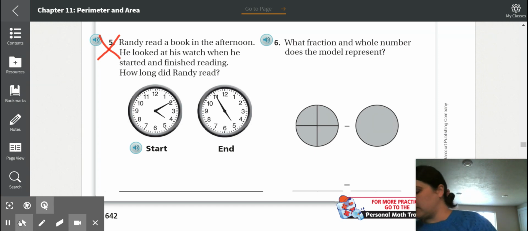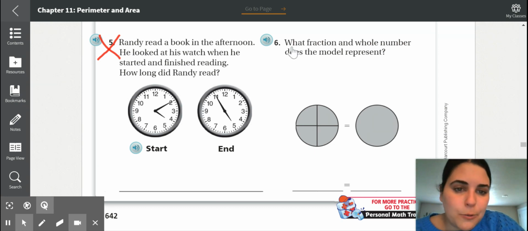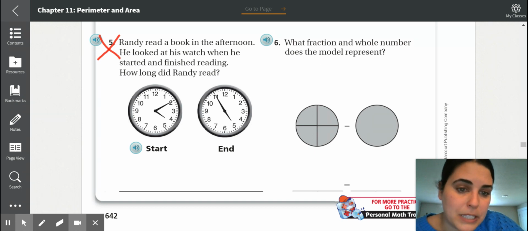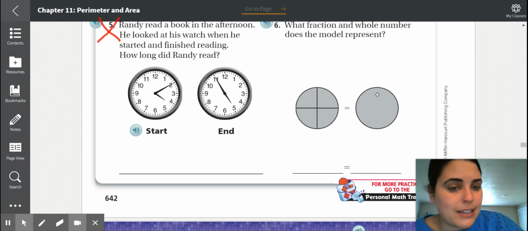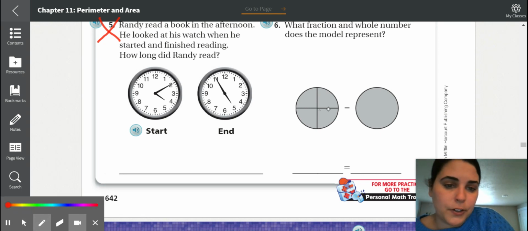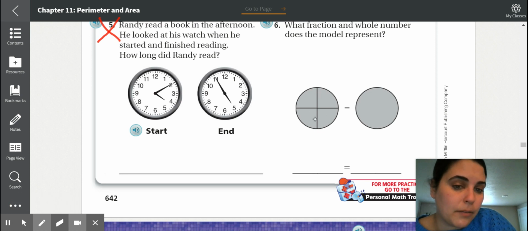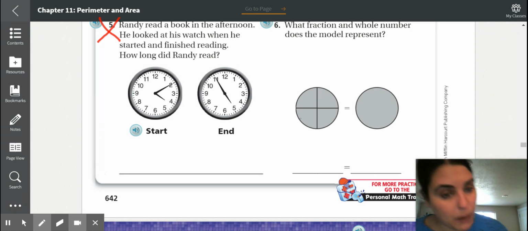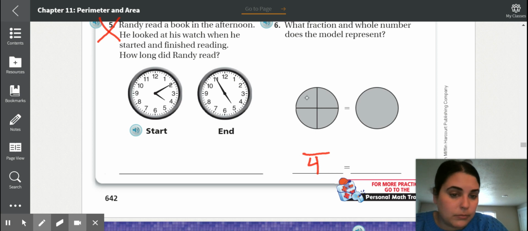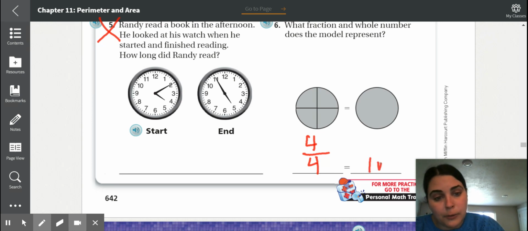Let's do number 6 together. This is going back to fractions. So it says, what fraction and whole number does the model represent? So both of these circles are the same size. What's happening is they're just broken up into different pieces. Let's do this first one. Well, what's the denominator? The denominator is how many equal parts in one whole. So let's count. 1, 2, 3, 4. How many are shaded in? Also 4. We know that 4/4 is going to be the same as this one here, which is 1 whole.